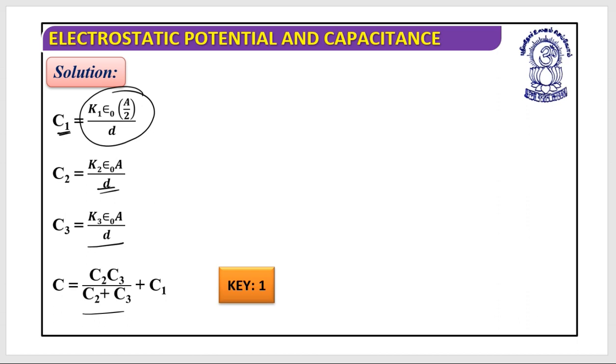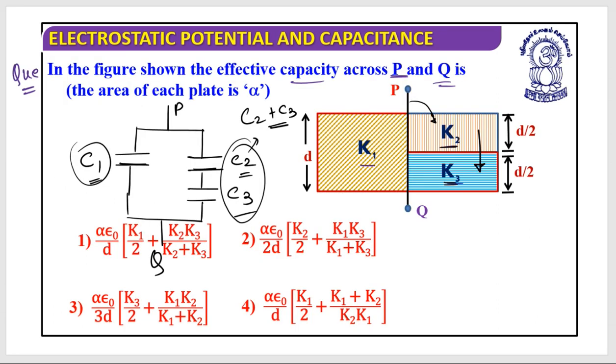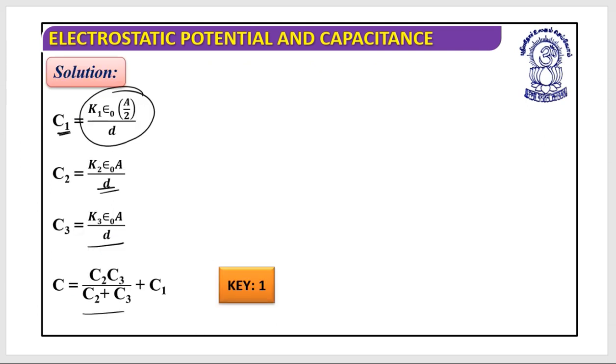And for my C equivalent, I know that C2 and C3 are in, here I made a mistake, sorry. C2 and C3 are in series, so their equivalent would be C2 C3 divided by C2 plus C3. So this is C2 C3 divided by C2 plus C3, plus C1. Replace the values and things will be done. I hope this is clear.